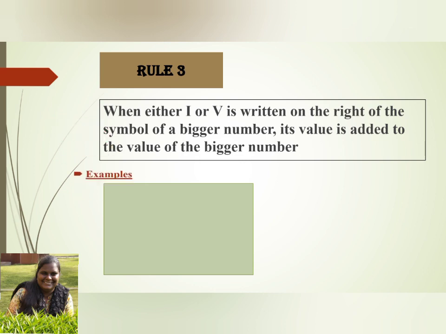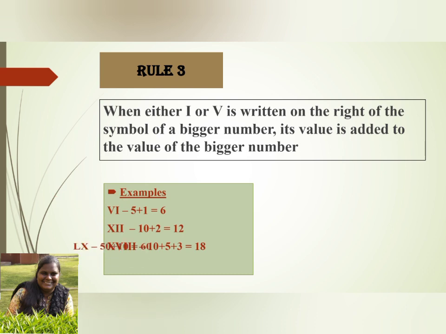For example, VI. V is a bigger number, I is a smaller number. So 5 plus 1 equals 6. XII, that means 10 plus 2 is equal to 12. XVIII, X is the biggest number, that is 10. Then we have 5. Then we have 3 I's. So 10 plus 5 plus 3 is equal to 18.